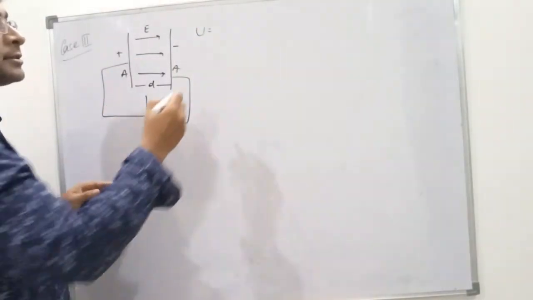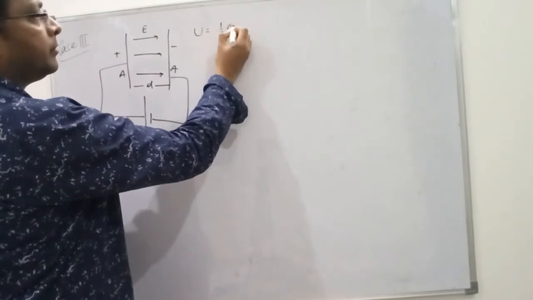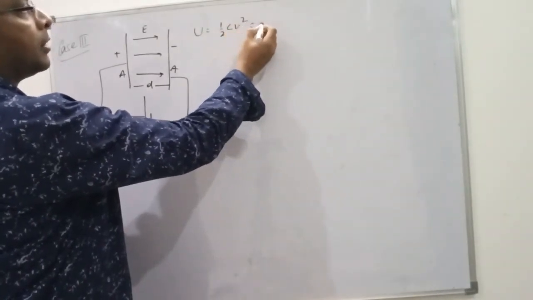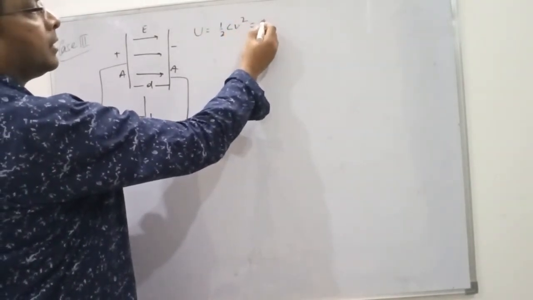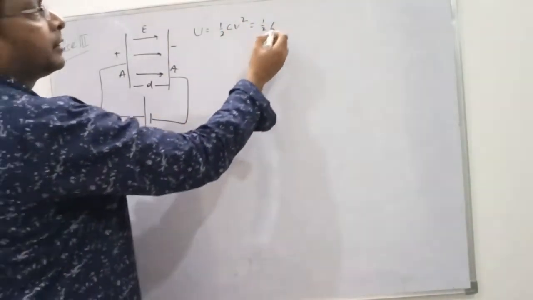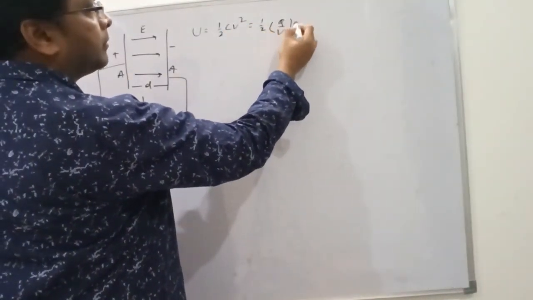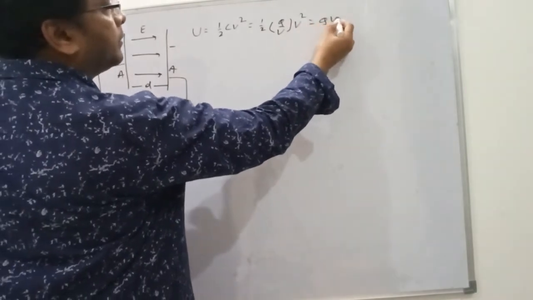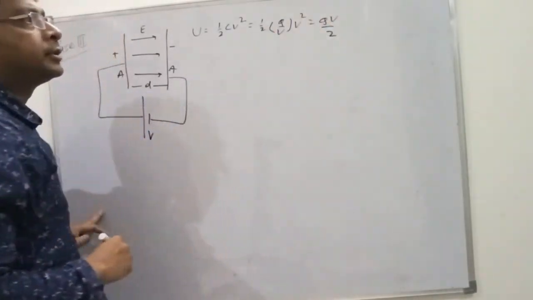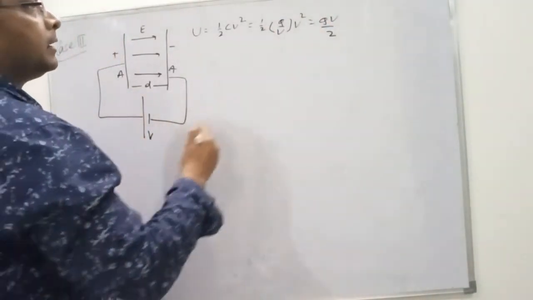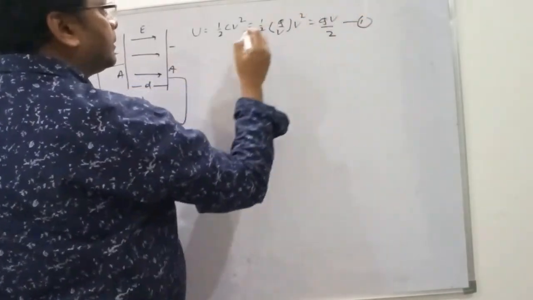of the capacitor system is half CV square. Or you can say, in place of C, I can write Q by V. So that is QV by 2. This is the total energy. Let it be equation 1.